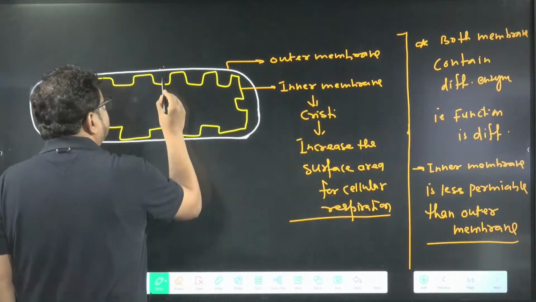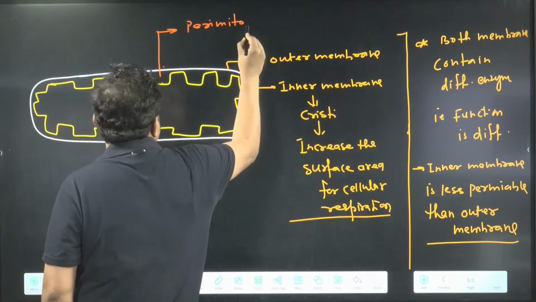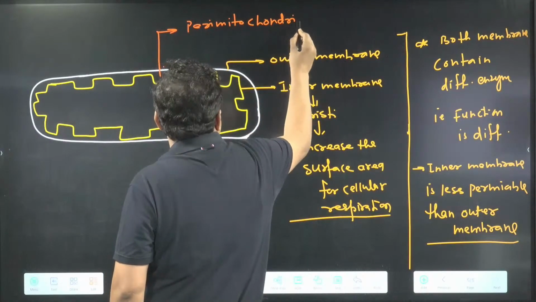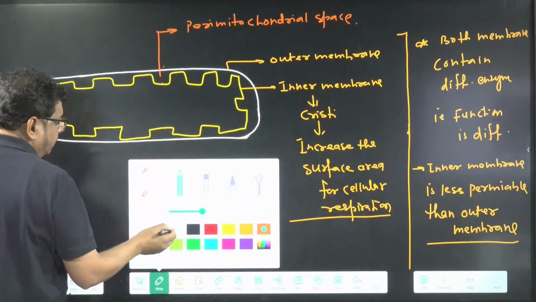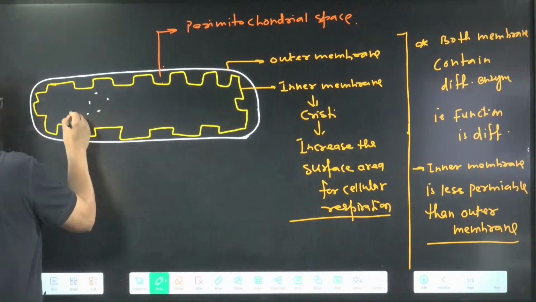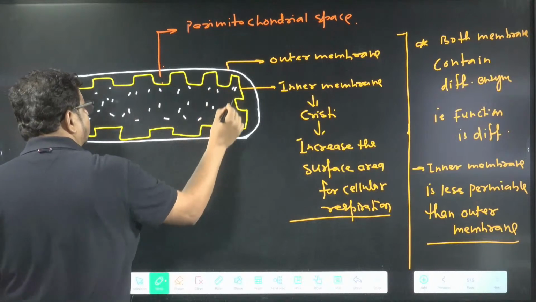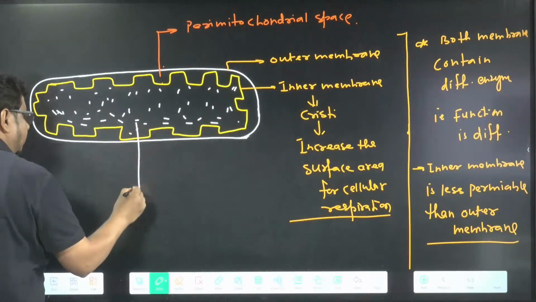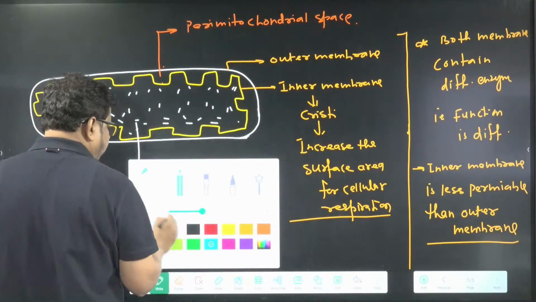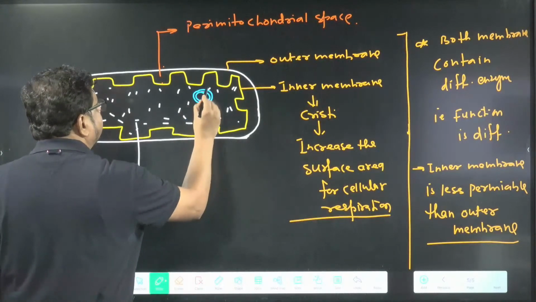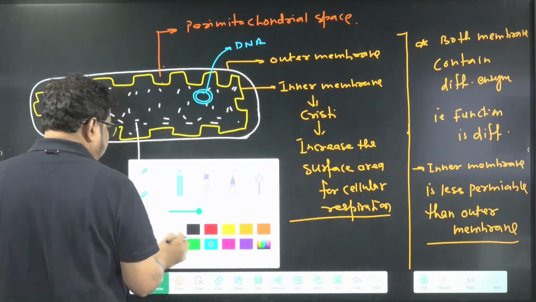Now I am going to move ahead. In between the outer membrane and inner membrane there is a space. It is called perimitochondrial space. Toward the inner side also there is a space, and in that a fluid-filled matrix is there. Inside the matrix, double-stranded circular DNA is there. Another structure present inside the matrix is what?